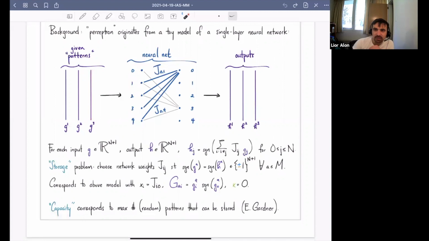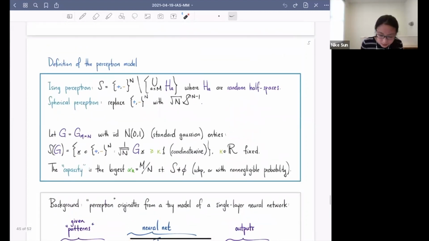And how does that relate to the Ising model? No, it's called the Ising perceptron model, just to distinguish it from the spherical perceptron model. So Ising in the sense that you take plus minus spins.